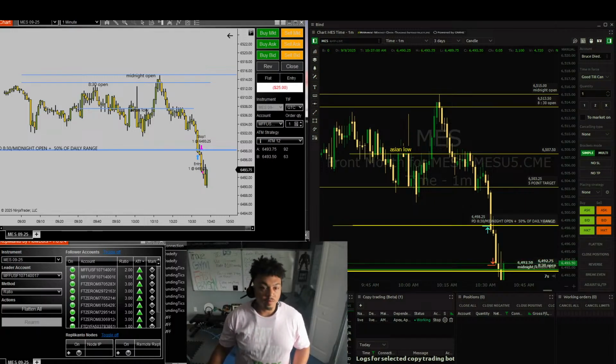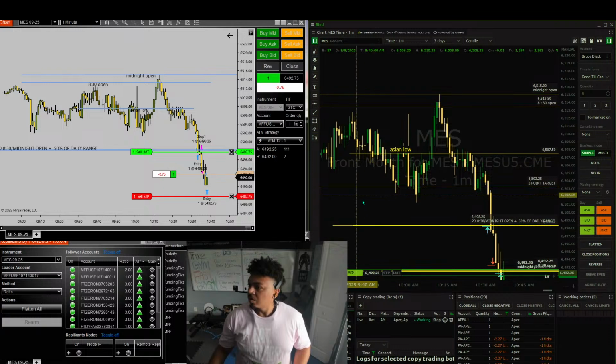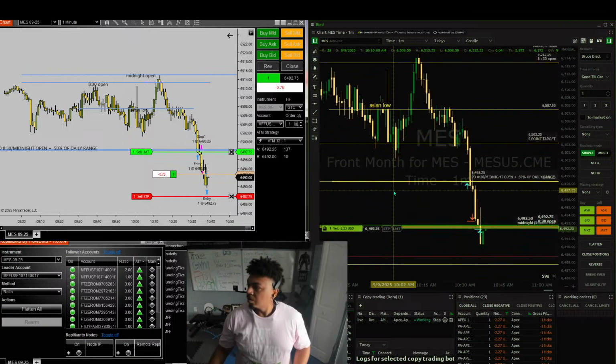May want to buy this with a stop. Order filled. So we're going to be buying this with a stop, and we're going to use that as a potential reversal back to the highs. Let's see. The 5 point stop, of course.